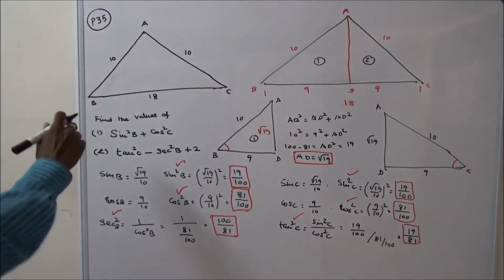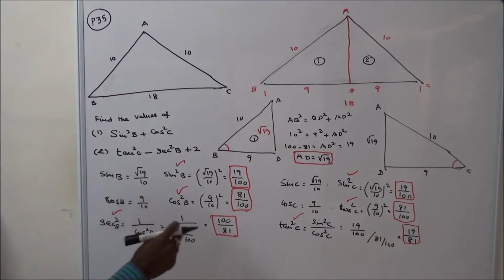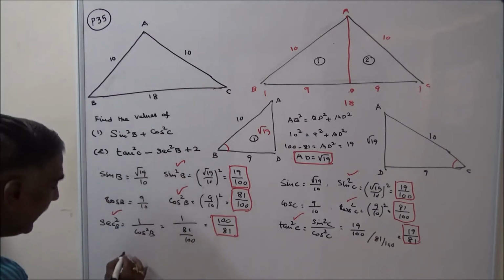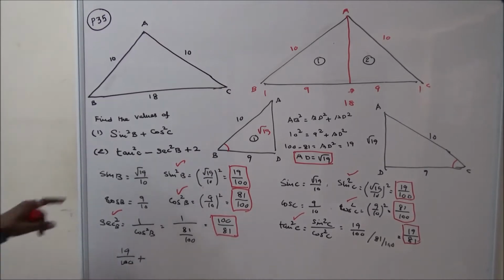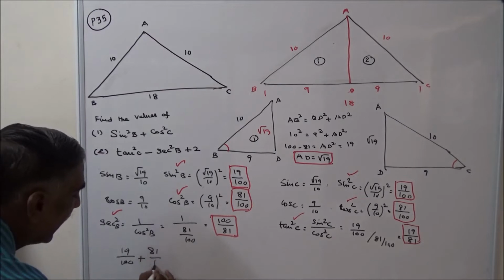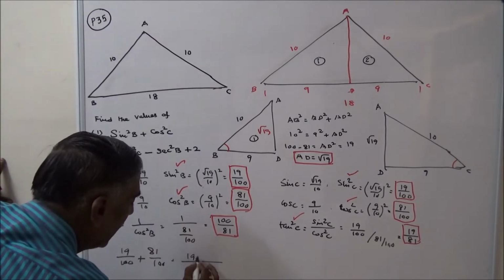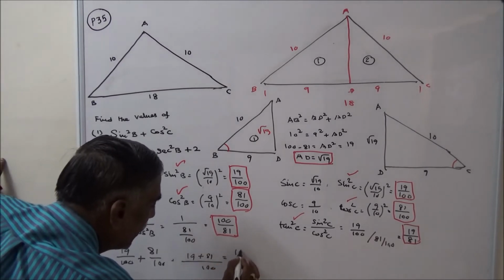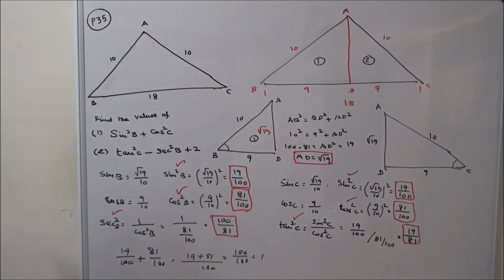Now the first question is sin square B plus cos square C. Sin square B is 19/100. So 19/100 plus cos square C is 81/100. So this is 100, this is 19 plus 81, that is equal to 100/100, that is equal to 1. First question answer is 1.